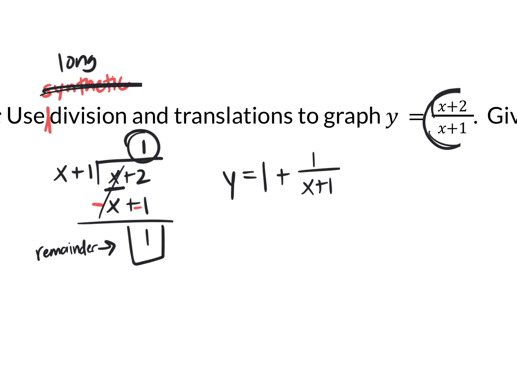Which you guys actually know how to graph. You might not think you do, but you do, okay? Because I have 1 over x, right? What are the two transformations that are happening here? What does this plus 1 do on the outside? Moves the whole entire graph up 1, asymptotes and everything. So it's a vertical shift of everything up 1.